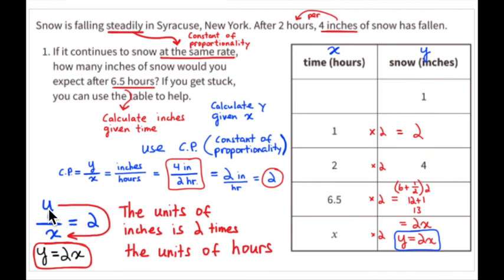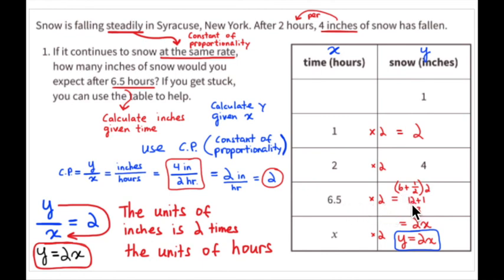That means that the value of y, the units of inches, is 2 times the units of hours. So y is 2 times x, or the units of y are 2 times the units of x. So y equals 2x. If you use that as the constant of proportionality, 1 times 2 is 2 inches of snow after an hour. 2 times 2 is 4. This one was given to you. And 6.5 times 2, that's the one they're asking you to calculate.